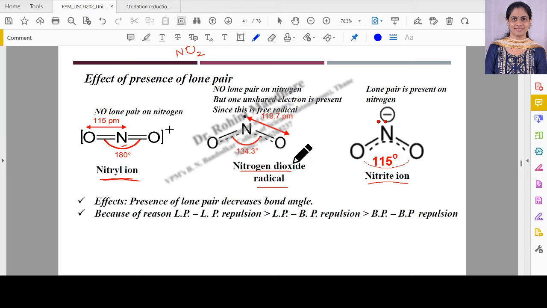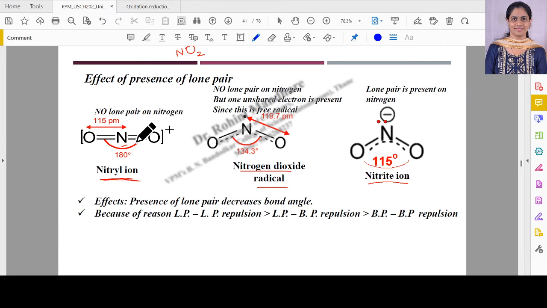The same example is there, where the formula is the same, NO2. One is the nitronium ion, NO2 plus. Another one is the nitrogen dioxide radical, NO2 dot. And the third one is the nitrite ion, NO2 minus. In all these three examples, the first has no lone pair. In the second, there is no lone pair on nitrogen, but one unshared electron is there. Because of that also, the bond angle is decreased.